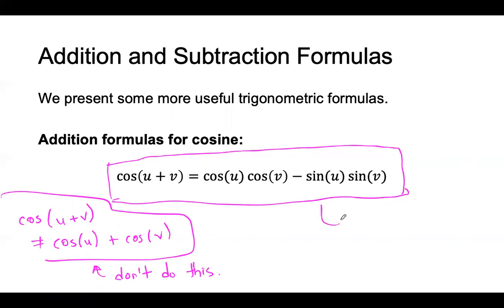Now, if you want, as an exercise, try to derive this formula. The cos of u plus v is equal to the cos of u times the cos of v minus the sine of u times the sine of v. If you don't want to derive it, it's okay. You don't have to. It's up to you.